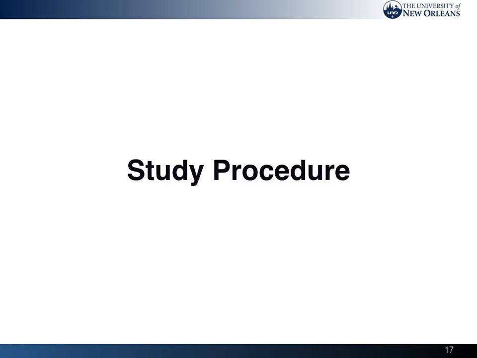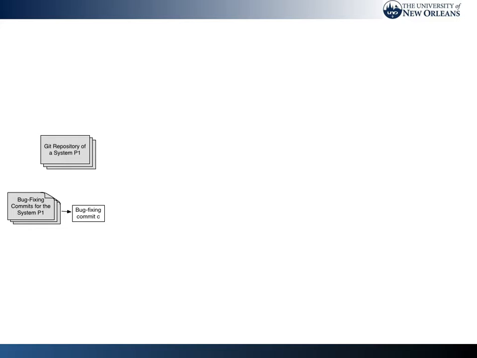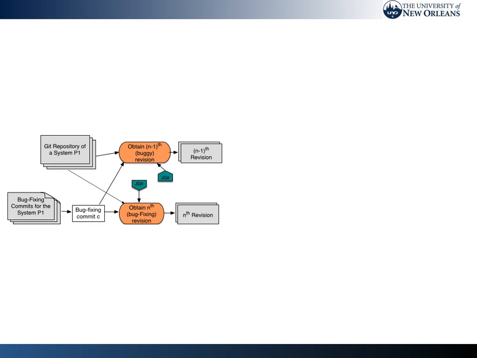Now we'll start with the study procedure. For each subject system, we collect the bug fixing commits. Then for each bug fixing commit C, we obtain the nth and previous n-1th revision of the system using the tool JGit.